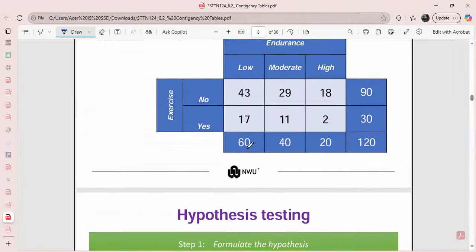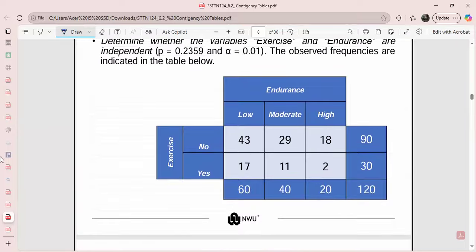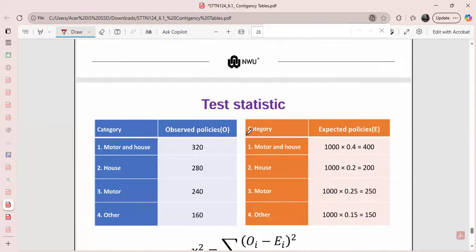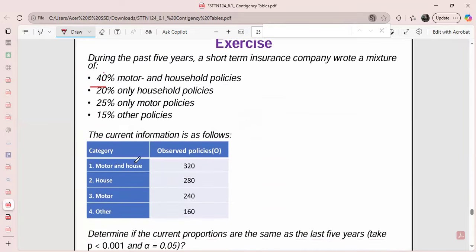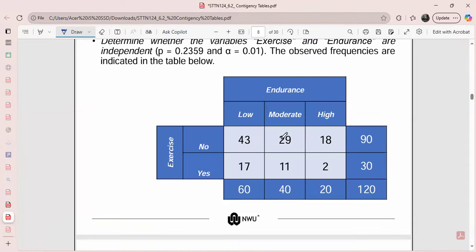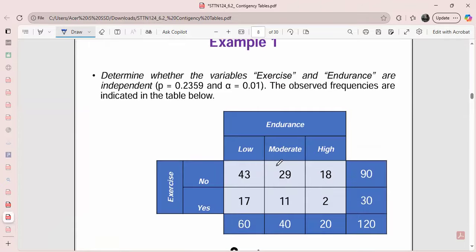Look at this table. When you compare this table with this one, you see on this one you were given this. Compare these two questions, you'll see that they are different. On this one, you're given the percentages. You will have to calculate the expected frequencies using those percentages and also using the value of n. But when you look at this one under 6.2, you are only given the table.